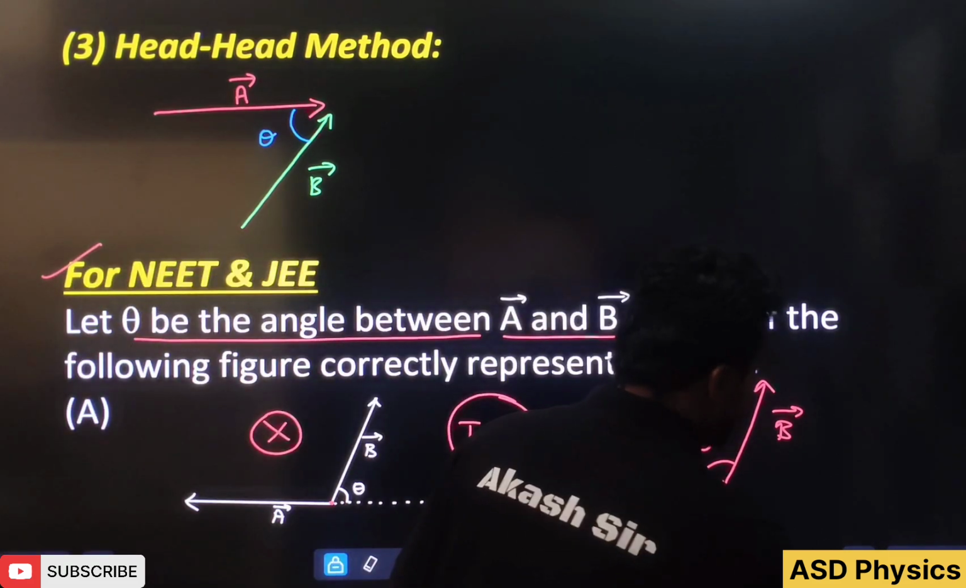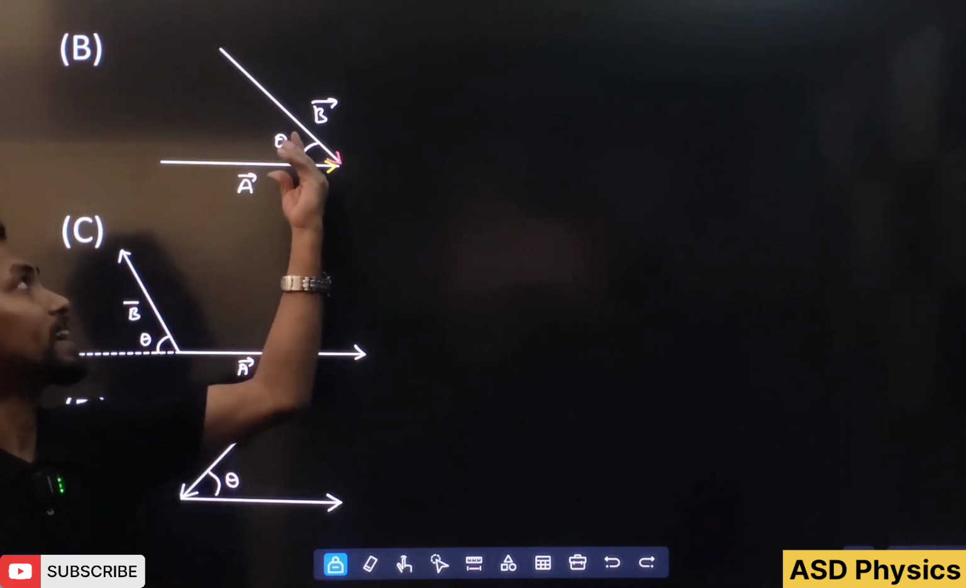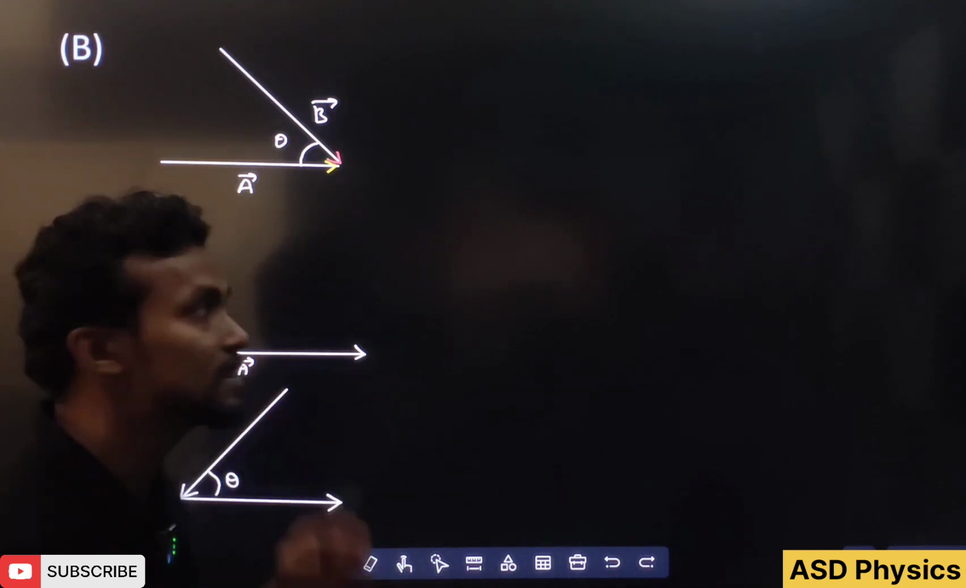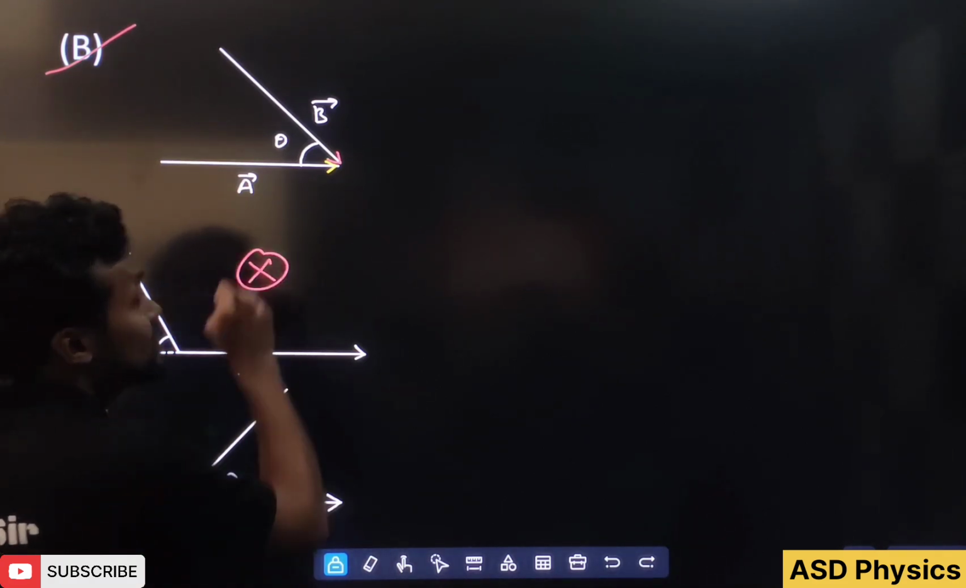Okay students. Now next one after that. See here. This diagram here. Diagram B. Here you can see head and head is coinciding and here this theta they have taken a smaller angle. That means anyhow this option is correct here. Now, if you talk about here also what is there? Tail and tail is coinciding. Is there need to draw any dotted line? No, that means this diagram is wrong.